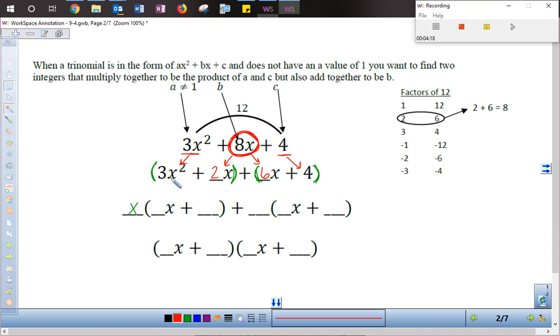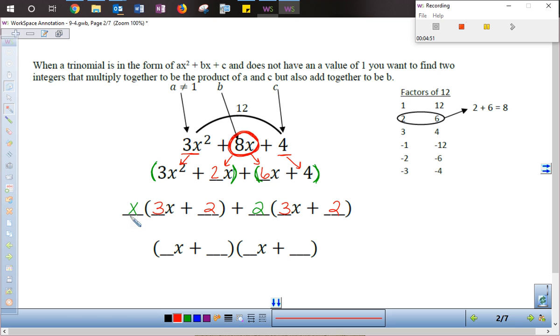3x squared divided by x leaves me with 3x, and then 2x divided by x leaves me with 2. Now we're going to do the same thing to my second binomial, 6x plus 4. I want the GCF between 6 and 4. They're both even, and the highest number that can go into them is 2. And let's see what I have left. 6x divided by 2 gives me 3x. 4 divided by 2 gives me 2.